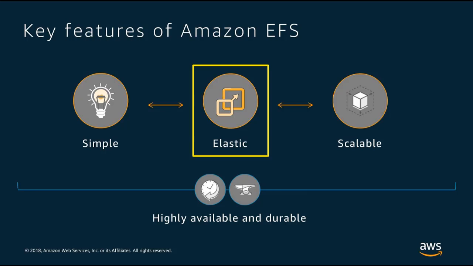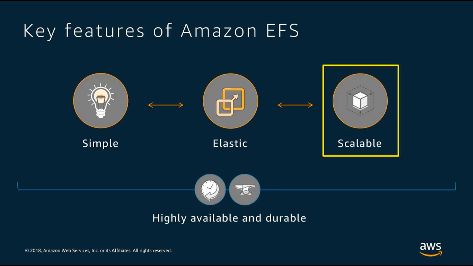In terms of elasticity, file systems can grow and shrink automatically as you add and remove files, and there's no need to provision storage capacity or performance. And you only pay for the storage that you use with no minimum fee. And scale-wise, file systems can grow to petabytes of capacity. Throughput scales automatically as file systems grow, and you have consistent low latencies regardless of file system size. Amazon EFS also supports thousands of concurrent NFS connections.